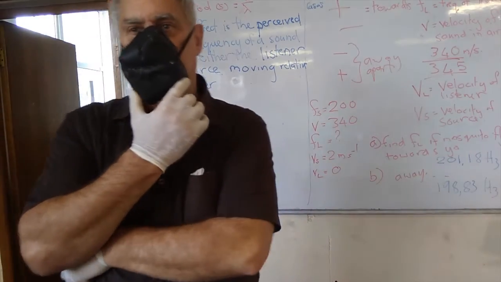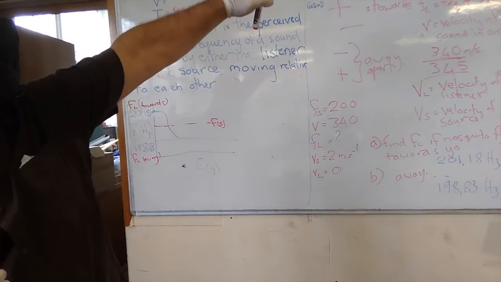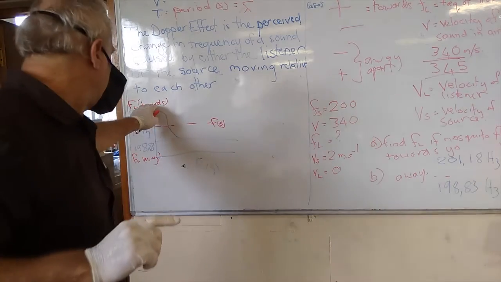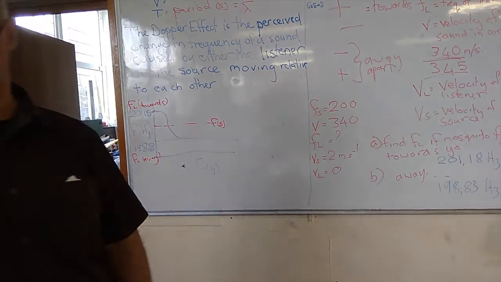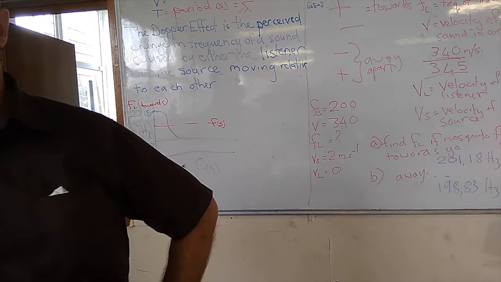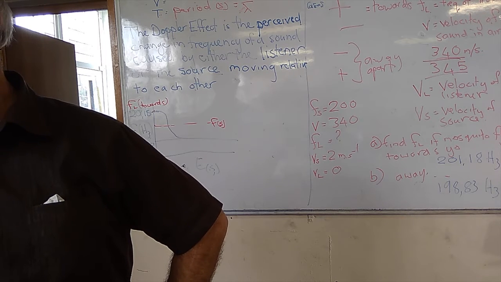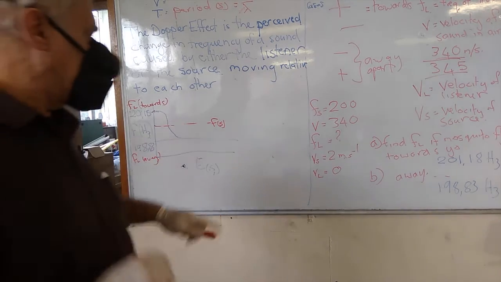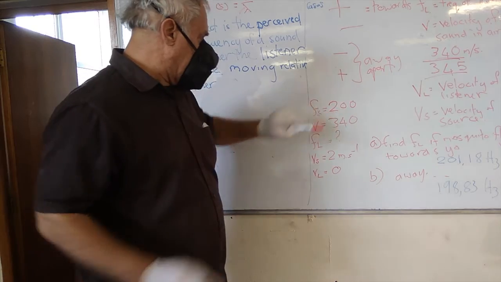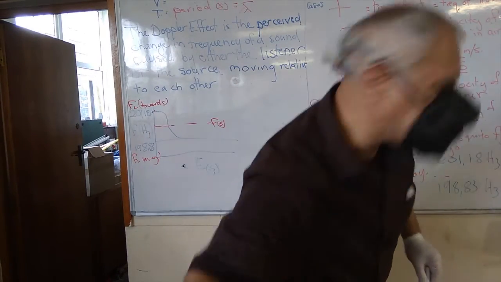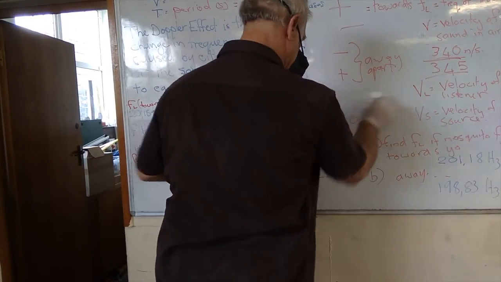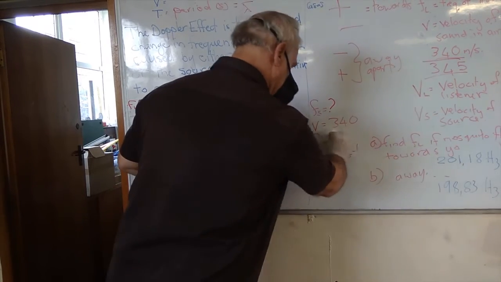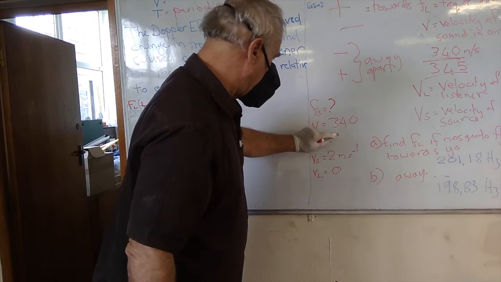How many of you would like to try that using simultaneous equations? See if you can go from that graph back to finding the frequency of the source, which should be 200. So what can I give you? I can give you the frequency of the... No, I can't give you that. That you've got to find out. Then I can give you the frequency of the listener from the graph.